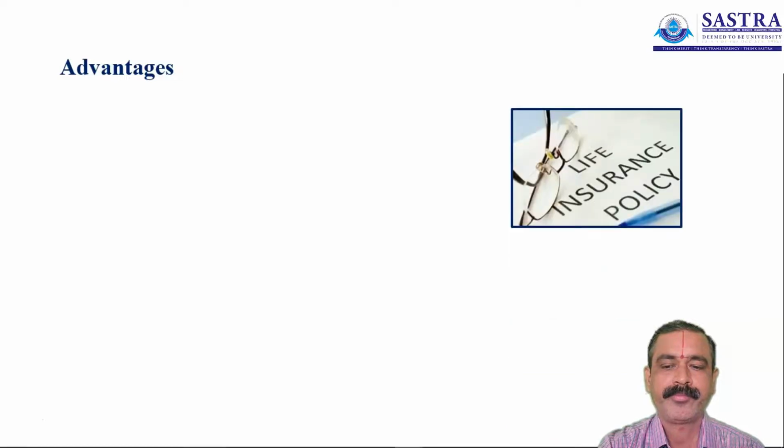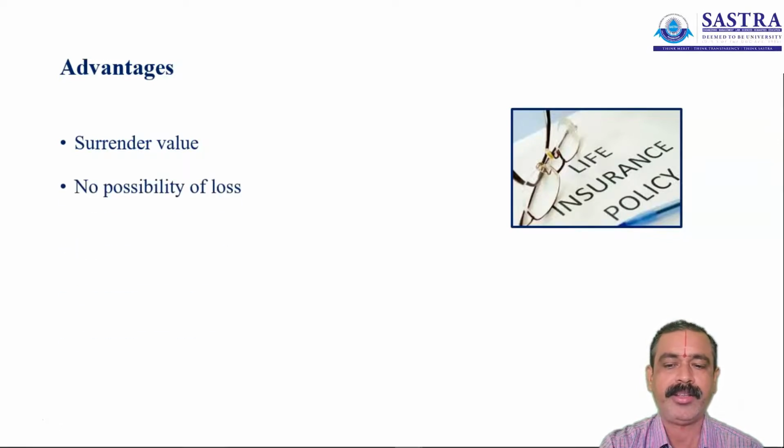There are some advantages. What are they? In the case of a life insurance policy obtained as a collateral security, the surrender value can easily be evaluated. And further, before advancing a loan, the bank can get the policy assigned in its favor too. So getting the policy is possible, and there is no possibility of loss in the case of a life insurance policy.